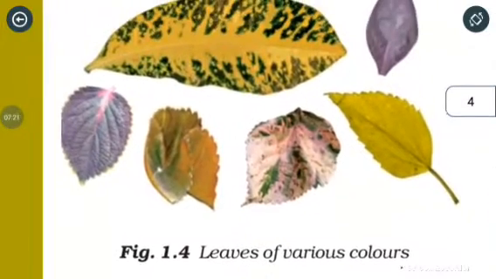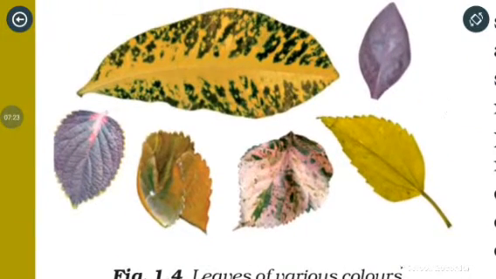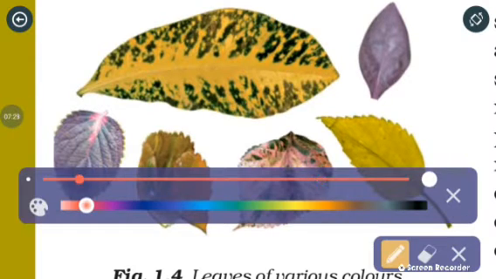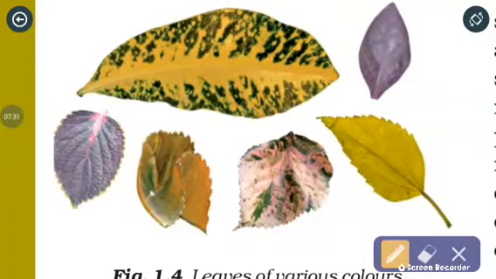Leaves with various colors. Here you see many leaves with different types of color. You can see that some leaves have just a spotted structure, while some are completely colored.